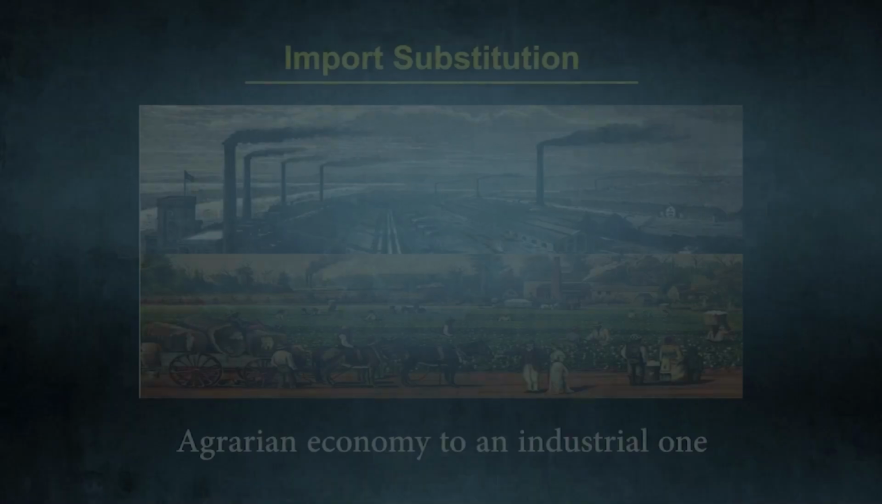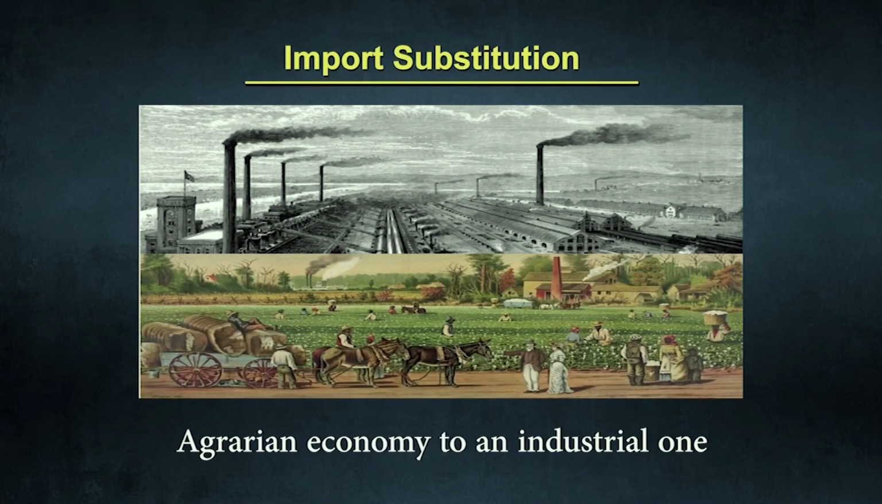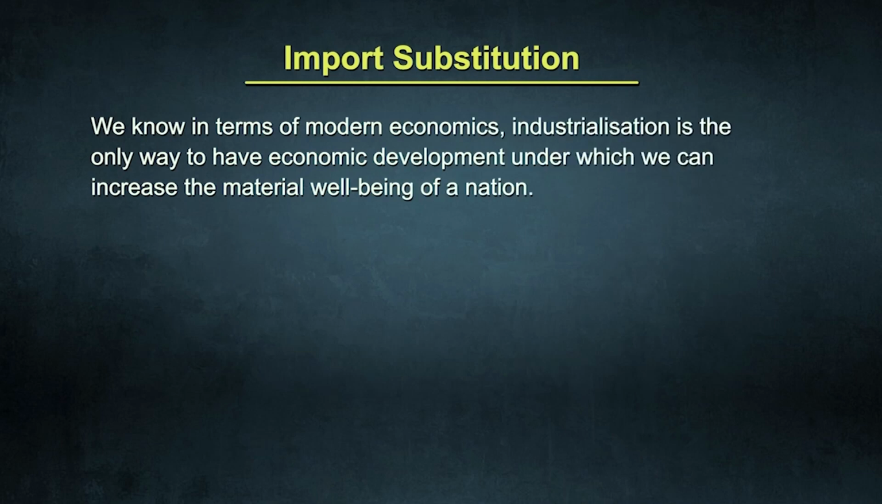By the import substitution policy, policymakers tried to change the structure of the economy from an agrarian to an industrial one. This was the first step towards industrialization or economic development, because in terms of modern economics, by economic development we mean a material increase of well-being, and this can only be increased through industrialization.